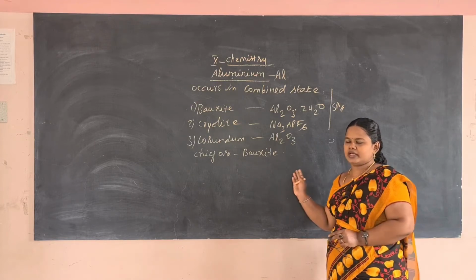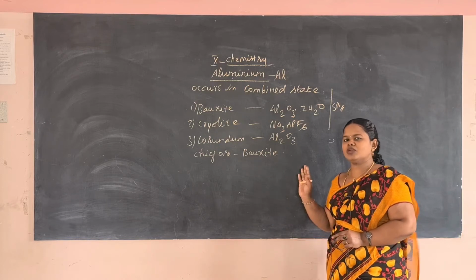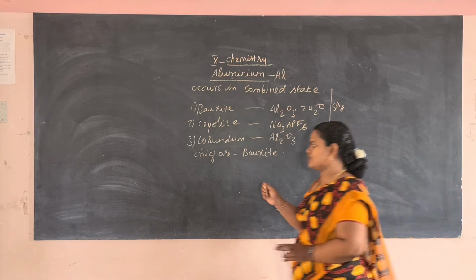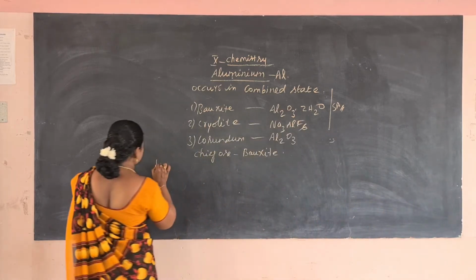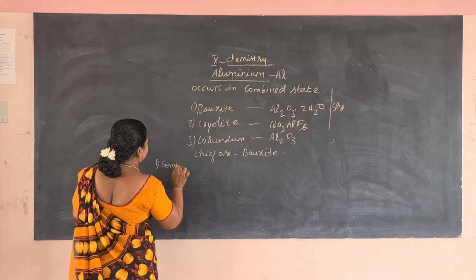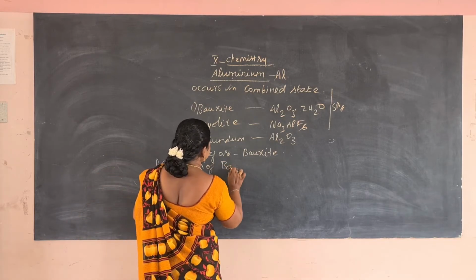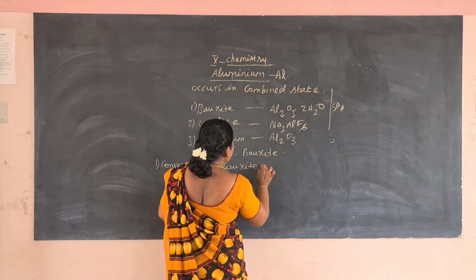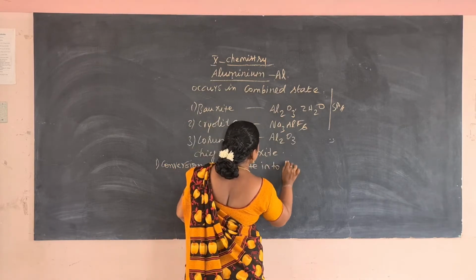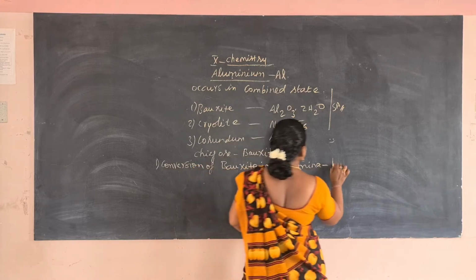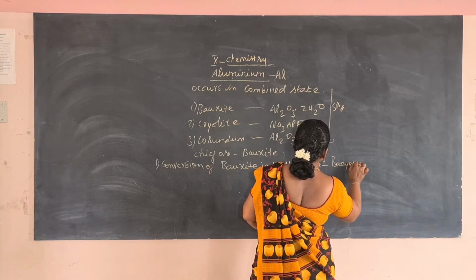And here we are going to see the extraction of this aluminium from the ore. The extraction of aluminium involves two steps. The first step is the conversion of bauxite into alumina by Baeyer's process.